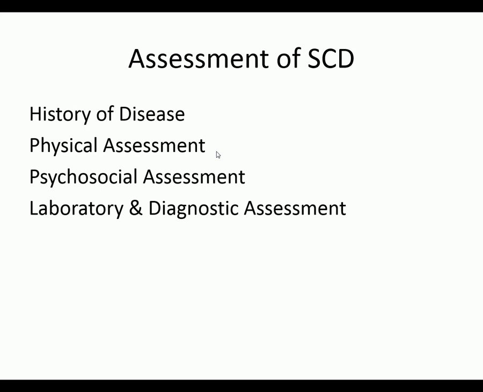Diagnosis of sickle cell disease is usually based on the percentage of that hemoglobin S that's found in electrophoresis. This is your laboratory and diagnostic assessments. Your hematocrit is going to be low because of the shortened lifespan of the red blood cells. The number of red blood cells, like I said before, the longer the crisis goes on, the more permanent that sickling is going to be.